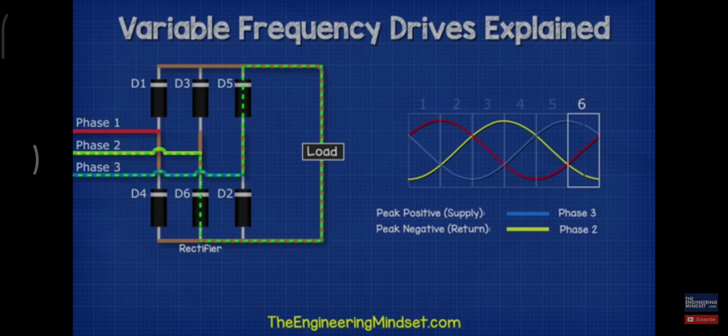Finally, the current flows through phase 3 via diode 5, through the load and then back into phase 2 via diode 6. This cycle just repeats constantly like this.